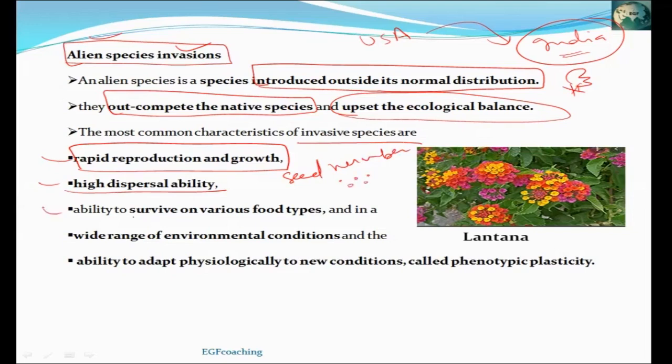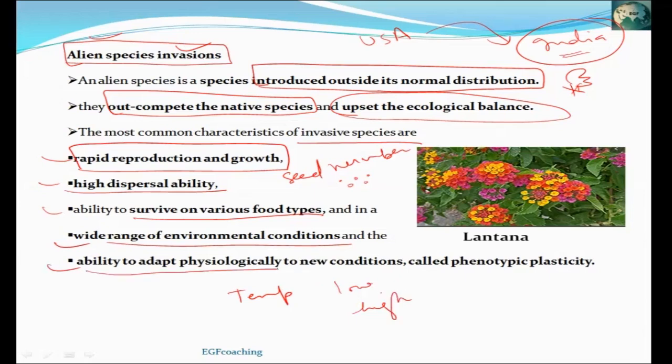Ability to survive on various food types. These invasive species can feed on any type of food. So whatever type of food they get in a new area, they survive there. Invasive species are plant species as well as animal species. They have a wide range of environmental conditions. It means they can survive at low temperature as well as high temperature. They have the ability to adapt physiologically to new conditions. So when they are capable of growing in different environmental conditions, they have adaptation capability for any new area.